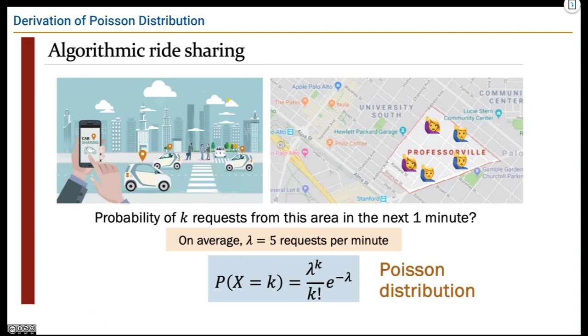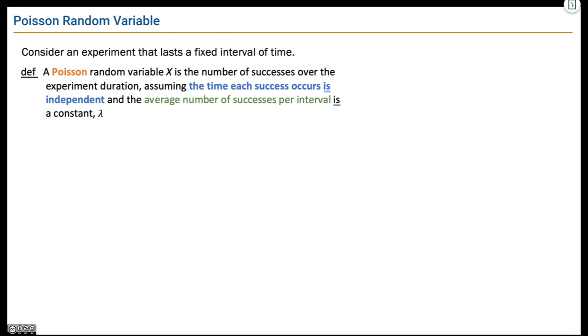So this is actually the probability distribution for what we call a Poisson random variable. So let's summarize this. Key assumptions that went into this: we had an experiment that lasts a fixed interval of time. We had x be the number of successes in that fixed interval. This assumed that each success was independent and that we knew the average number of successes per interval, and that that average number was constant, lambda.